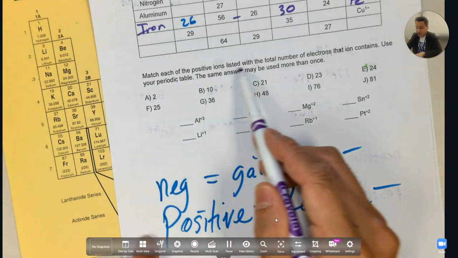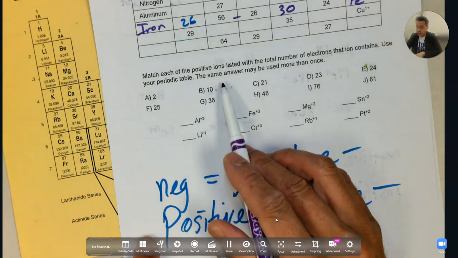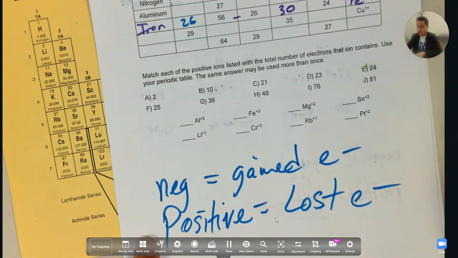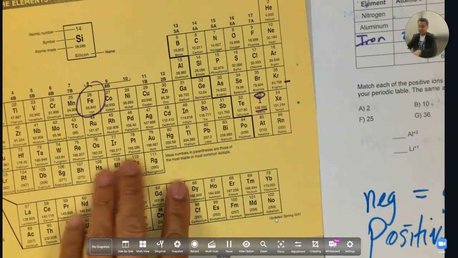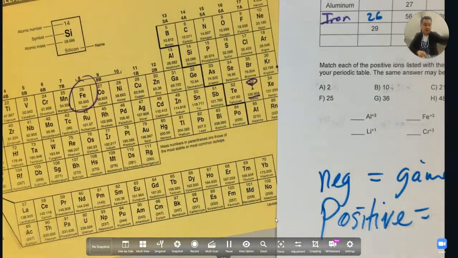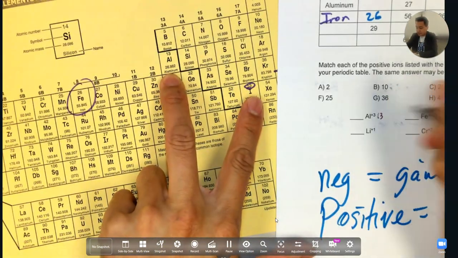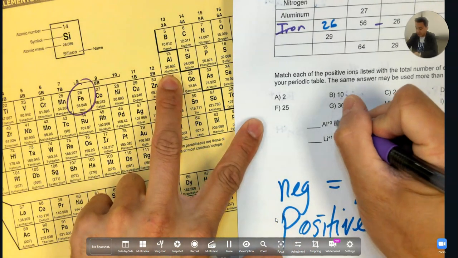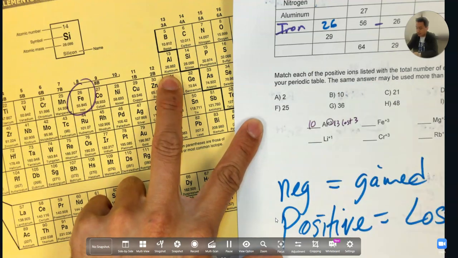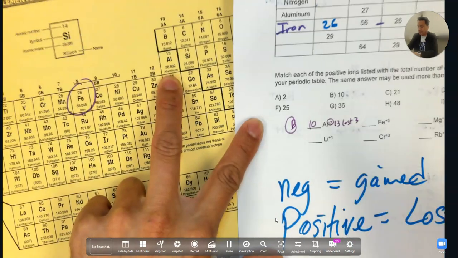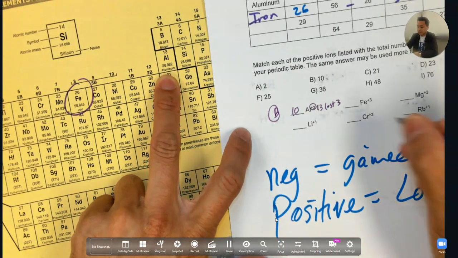Match each of the positive ions listed to the number of electrons that the ion contains. Use the periodic table. The same number may be used more than once. So don't cross it as you go through. So aluminum, right? So this one you kind of jot some notes while you do this. Aluminum originally has 13 electrons, so you write 13. It's positive 3, so it lost 3. So now you only have 10. Which one's 10? It'll be B. So you write B right there, or just write the number. I think it might be better just to write the number. Makes more sense. The letters are weird.